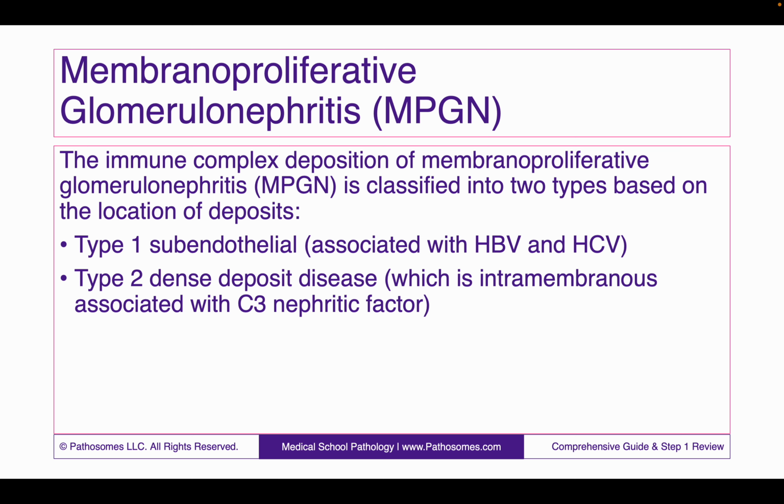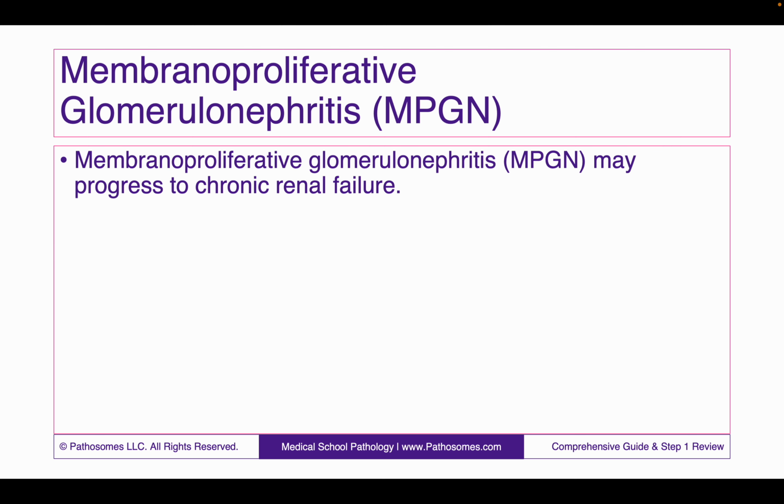It could be type 1, where it's subendothelial, or type 2, if it's dense deposits, right? Type 1 for subendothelial, which is associated with hepatitis B and C, or type 2, dense deposit disease, which is intramembranous and is associated with C3 nephritic factor. Membranoproliferative glomerulonephritis may progress to chronic renal failure.